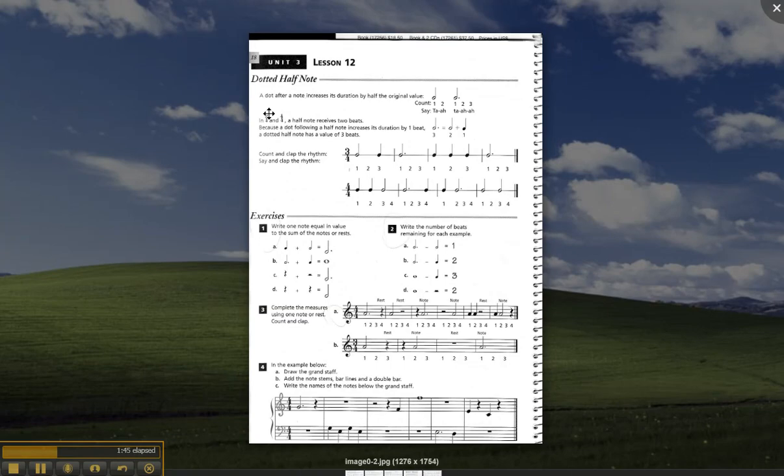The next lesson, lesson 12, to review a little bit, talks about a dot. This is dotted half notes. A dot adds half the duration of the original value to the note. In 3/4, a half note gets 2 beats. Since there's a dot, we add 1 and get a total of 3. For the most part, you're going to be dealing with dots after half notes. If you just remember that that equals 3 beats, you'll be just fine.